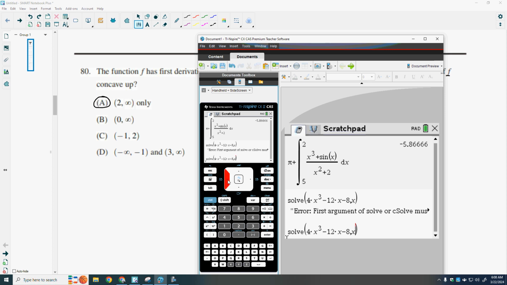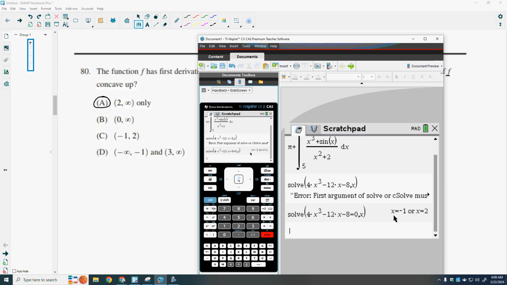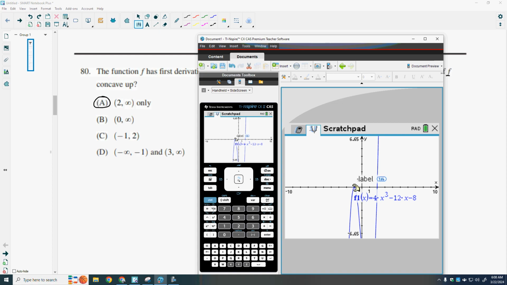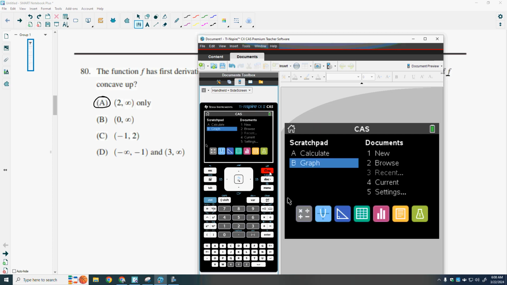There we go, where I can edit it. And let's go equals 0. Now let's solve. So negative 1 or 2. Remember our graph, what it looked like, at negative 1 and at 2. So feeling pretty good. We got the right graph. We got the right solving.